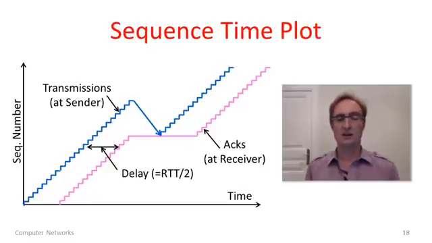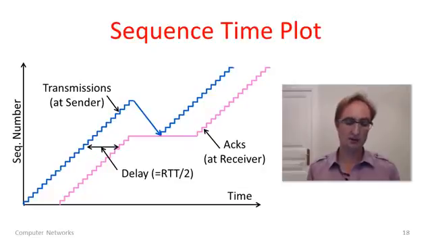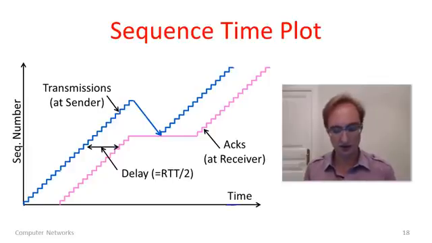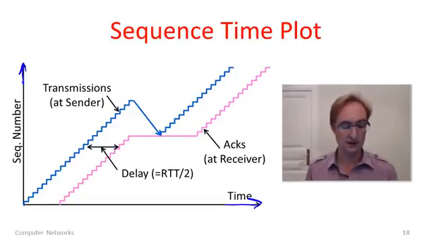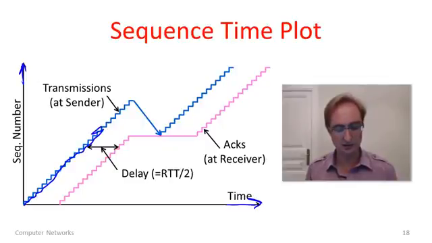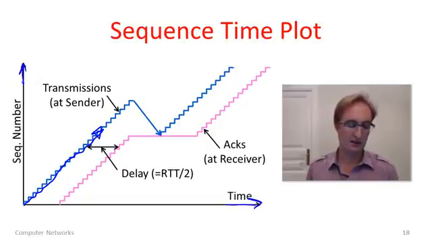And finally, just to show you a little more about how sliding windows work, we're going to look at a sequence time plot for the sliding window sequence numbers. This graph shows the evolution over time on the x-axis of the sequence number on the y-axis. Now if you look at these curves, this blue curve gives you a line for the transmissions of the sender. And you can see here that the sequence numbers are going up over time. Over time, it's sending newer, more highly numbered segments.